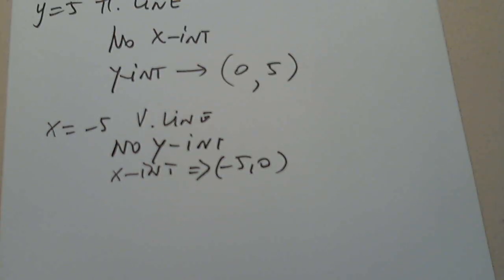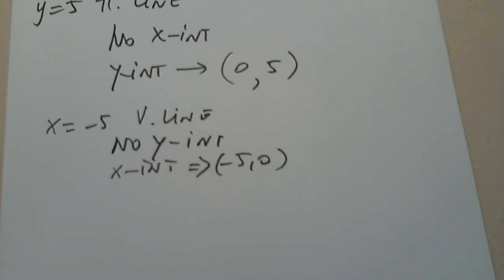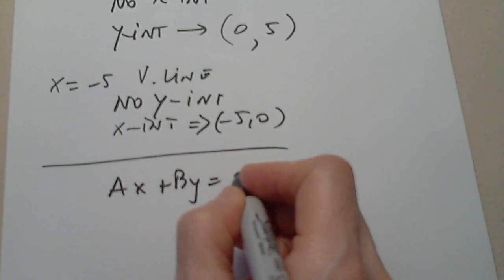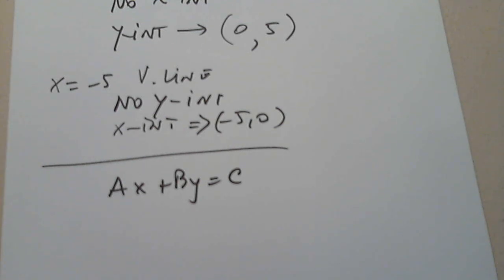And here we are. 14 was the question, Rachel, right? 14 to 16, correct? Yep. 14, 15, and 16. Excellent. Find any intercepts for the graph. So let's write it down. Ax plus by equals c. They want to be cute here.